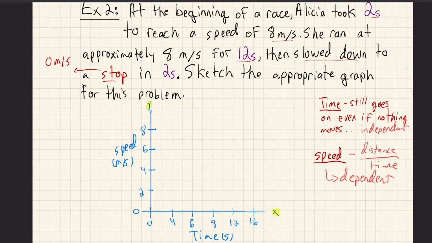Once we've placed our variables properly, then we choose the proper scale, and then we commence graphing. So we know that at time 0, Alicia was not moving at all. So we're going to start at 0, and then it took her 2 seconds to get to 8 meters per second. So if this is the 4-second mark, then at 2 seconds, we're going to put a point for 8 meters per second. And then she continues at that speed until 12 seconds. So we're going to put another point at 12 seconds.